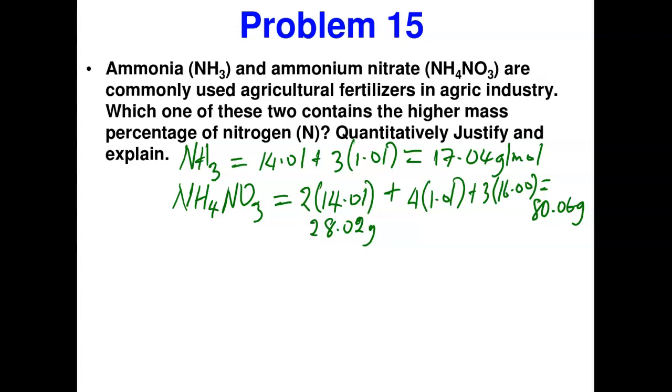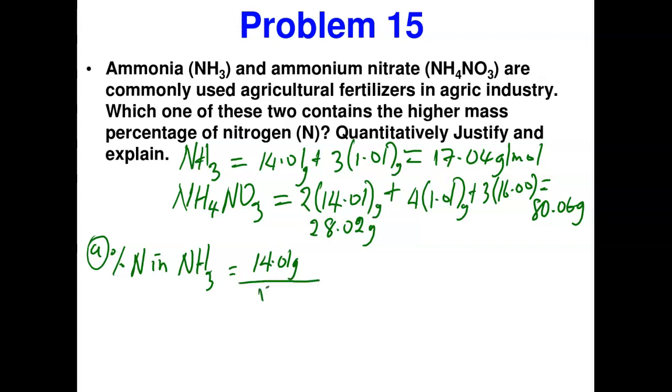So now let's calculate the first one. Let me just try to make a percentage of nitrogen in ammonia will be, I have only 14.01 grams of it there. You can put just grams there, it doesn't matter. So this would divide 17.04 times 100. This will give us 82.2%. Now, what about the second one?